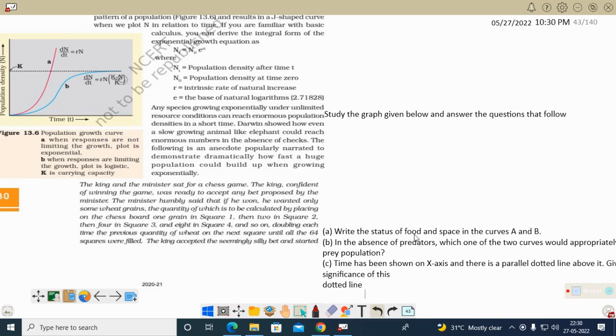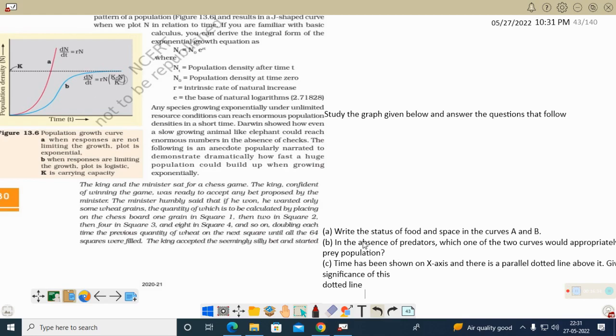First question, write the status of food and space in the curve A and B. Curve A, actually it is showing an exponential growth. So there food and space, it is abundantly seen, it is unlimited. So here food and space in A graph it is unlimited, and the status of food and space, that is limited in B graph. It has some limit for the food and space in B graph that show logarithmic growth.